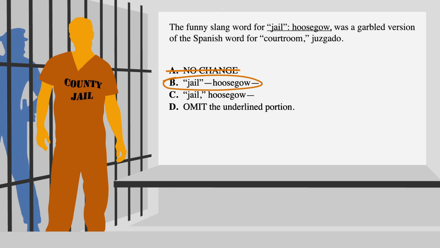Just in case we weren't sure, looking at answer choice C, we know that we can't use a comma and a dash together. It would need to be either two commas or two dashes. So C is wrong. D is also wrong since, if we remove the underlined portion, our sentence wouldn't make sense.